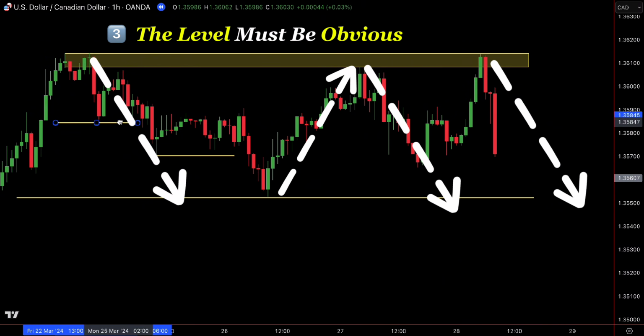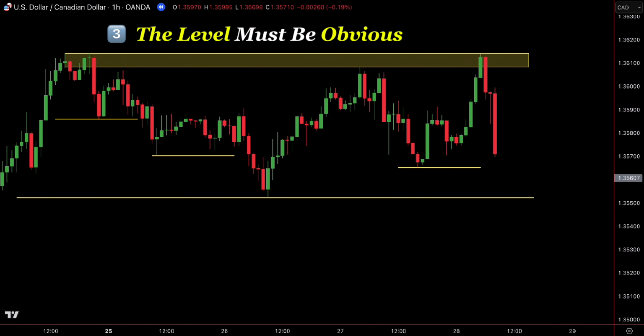Yes, there are smaller intraday levels too, but for now, focus on the ones that are clear, visible, and respected by the majority of traders. Why? Because the more traders who see a level, the more likely price is to react there again.